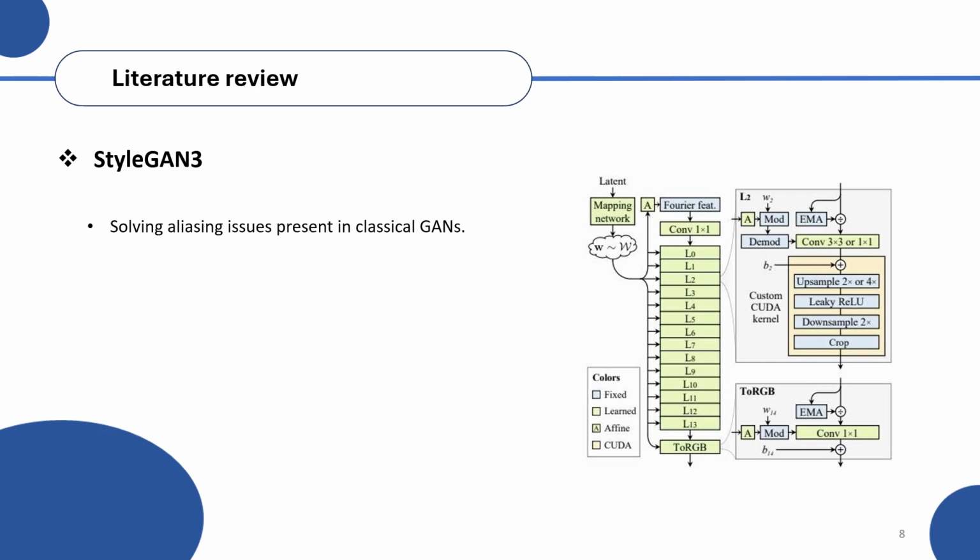This is achieved using modulation and demodulation. At the end of the architecture, the information passes through a toRGB layer, which converts the data into RGB pixels, thus producing the final high-resolution image. To stabilize the training, an exponential moving average (EMA) technique is used, smoothing the model's weights to ensure stable and artifact-free image generation.